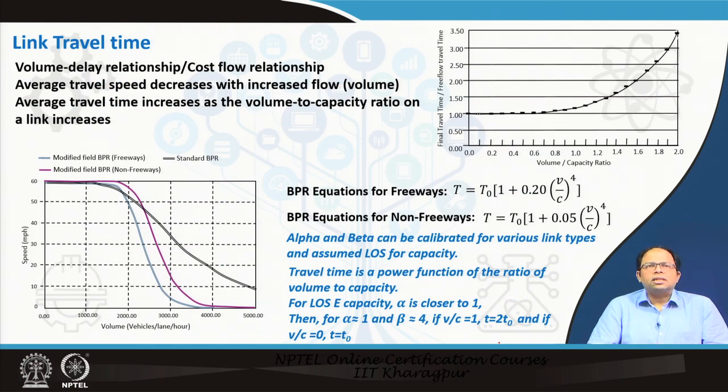As we are discussing, as the traffic volume increases, the link travel speed decreases. The volume delay relationship, also known as the cost flow relationship, we have learned earlier. Average travel speed decreases with increased flow or volume, and average travel time increases as the volume to capacity ratio on a link increases.